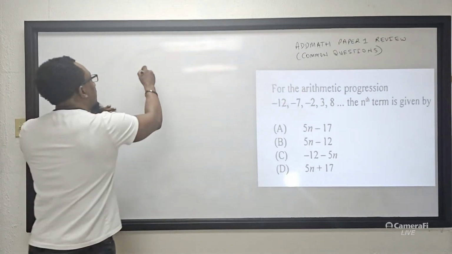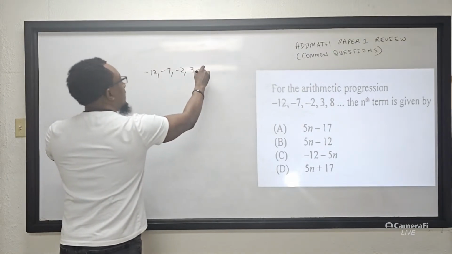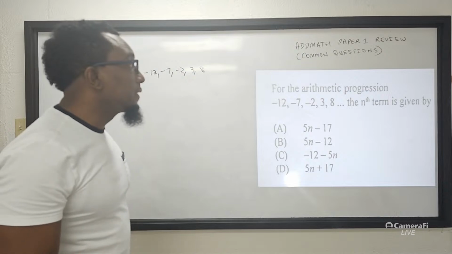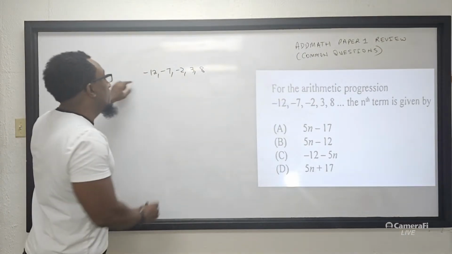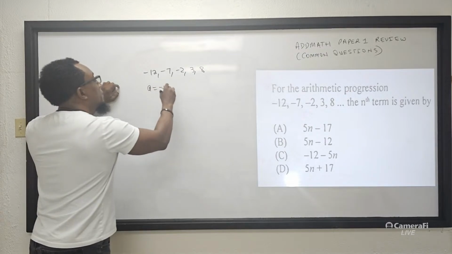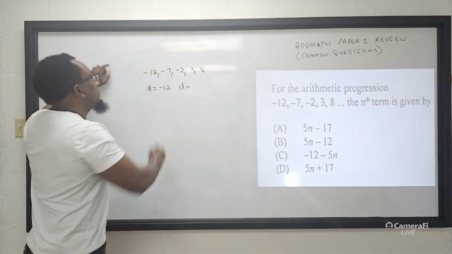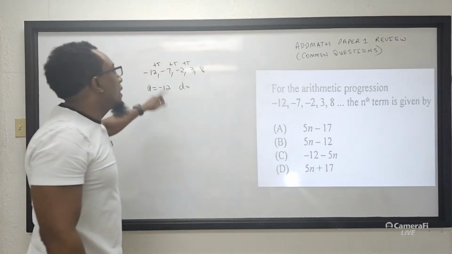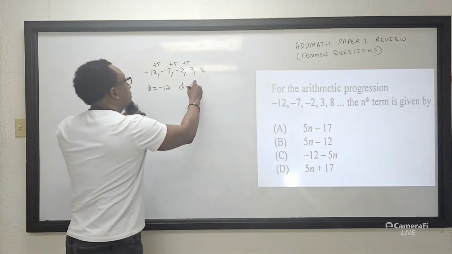So we have negative 12, negative 7, negative 2, 3, 8. This is an arithmetic progression, or an arithmetic sequence of numbers. So if it's arithmetic, we know we have our first term A, which is negative 12. We know the common difference here. If I keep adding 5, good? I'm going to move from one term to the next, so my common difference is 5.